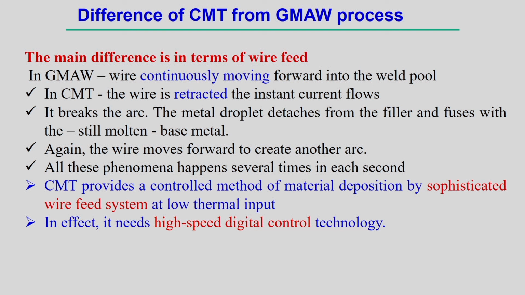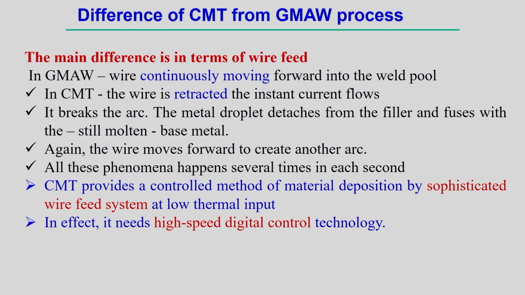So, basically it depends on the frequency. With a high frequency it is possible to maintain this, basically retracting back the molten wire such that the droplet sticks to the molten pool and is transferred to the molten pool, and then again the forward motion is given to the wire, and after the forward motion to the wire the arc is created. So, all these phenomena are digitally controlled in the CMT process.